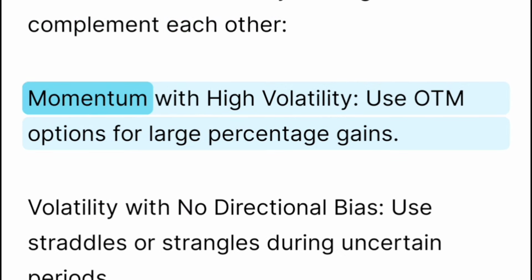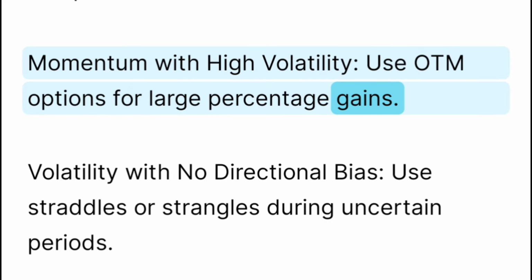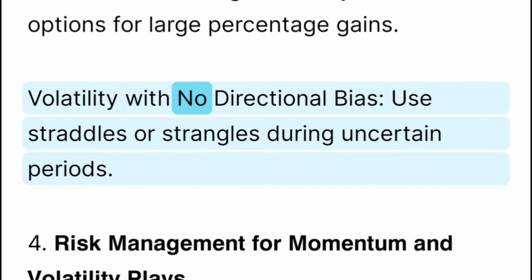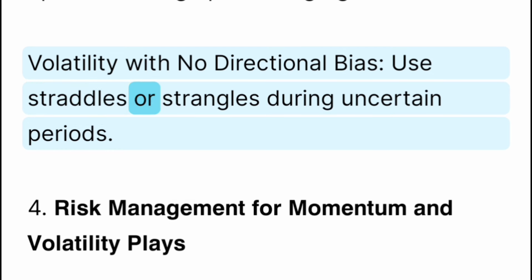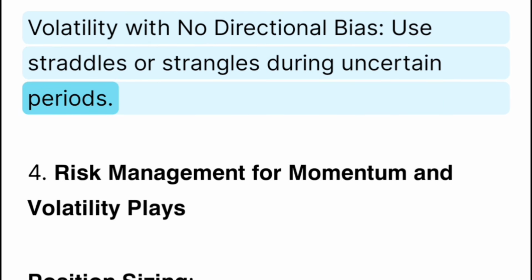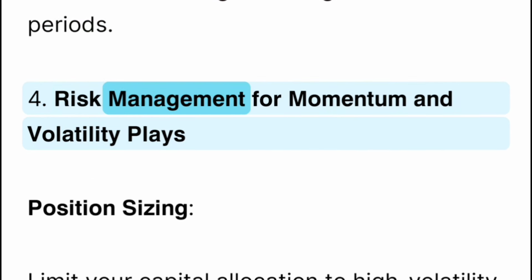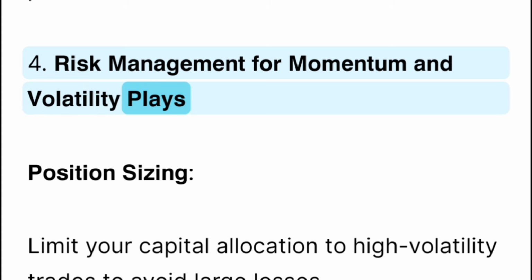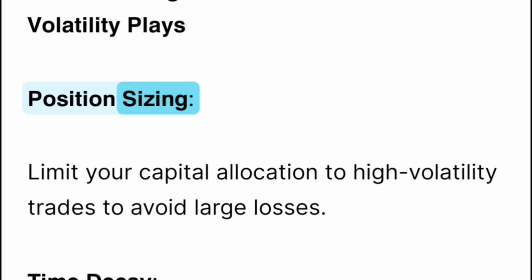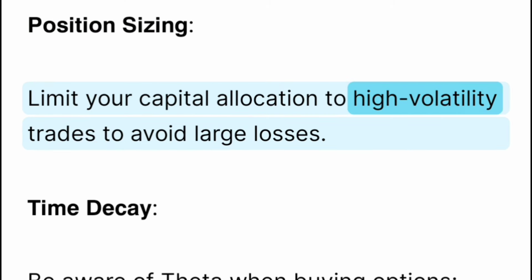Momentum with high volatility: use OTM options for large percentage gains. Volatility with no directional bias: use straddles or strangles during uncertain periods. Four: risk management for momentum and volatility plays. Position sizing: limit your capital allocation to high volatility trades to avoid large losses.